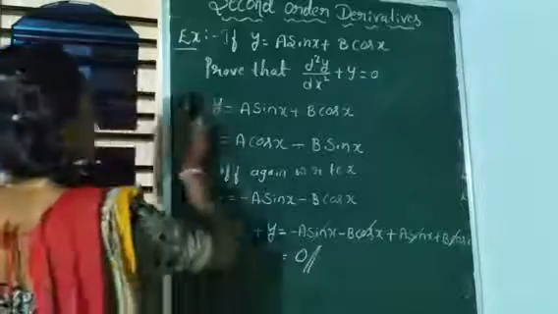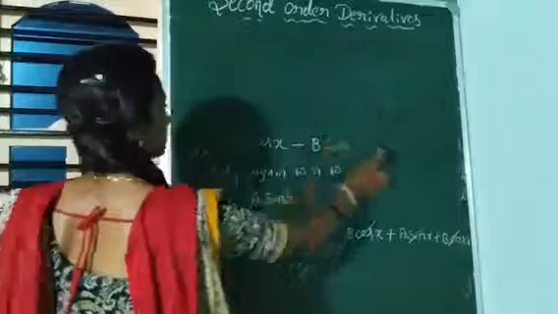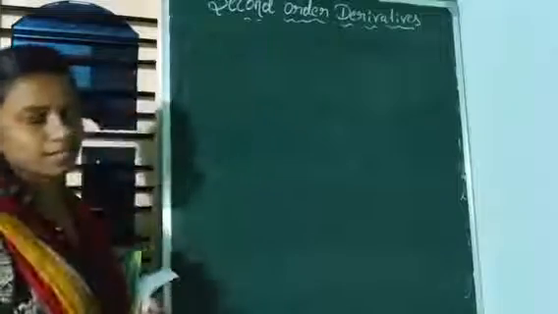Next one is second order derivative. From this concept you can expect a 5-mark question, and it is compulsory from this concept. Let's go with the example next.